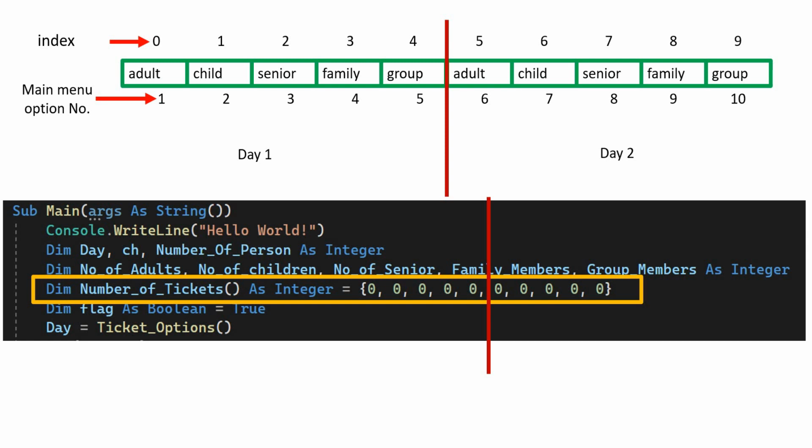The first 5 elements represent day 1, and the second 5 elements, from 6 to 10, will represent day 2. In the Visual Basic code, I have used Dim number of tickets as an integer, and by default I have set all values to 0.